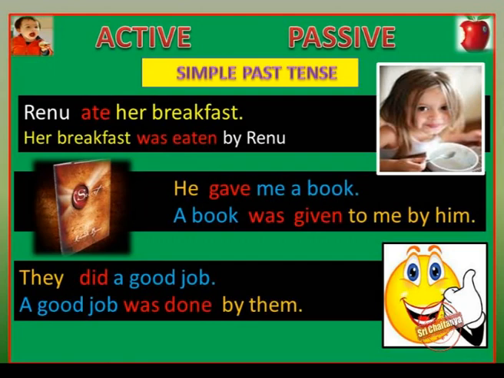Simple past tense. Renu ate her breakfast. Passive voice: Her breakfast was eaten by Renu. 2. He gave me a book. Passive voice: A book was given to me by him. 3. They did a good job. Passive voice: A good job was done by them.